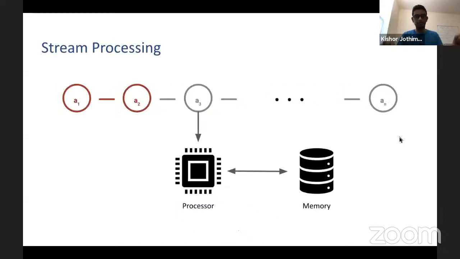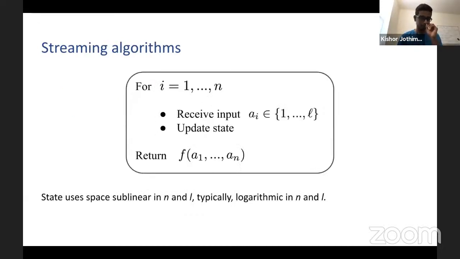This is a typical scenario of stream processing, where there is a sequence of streams, and at each time point you receive a data item, process it, and update the memory in some way. Typically, you want to minimize the space that is required to compute some function f of the entire stream.